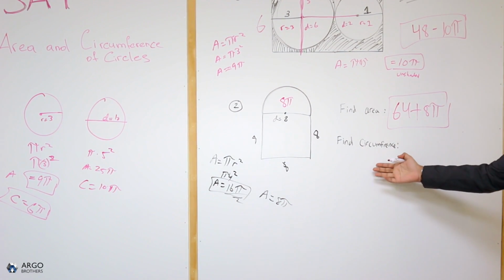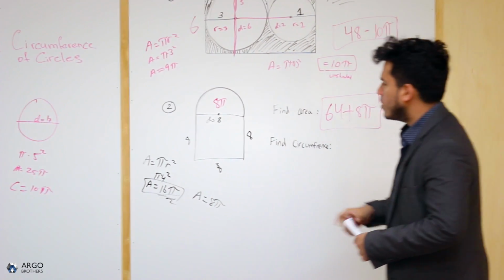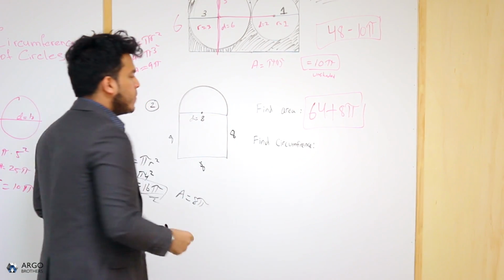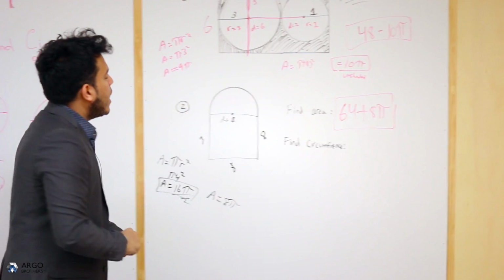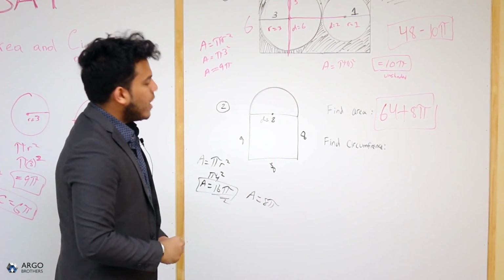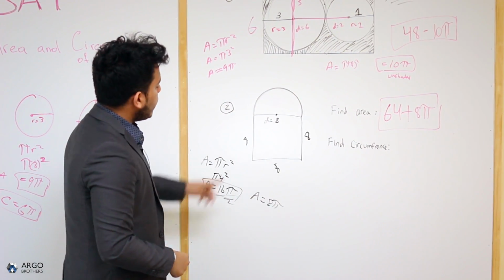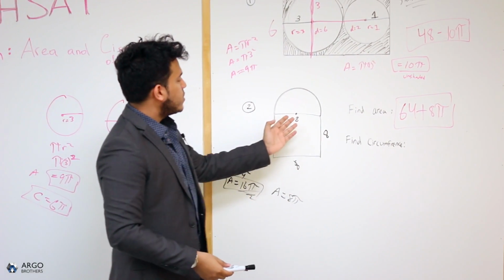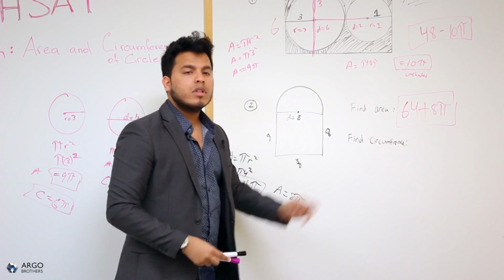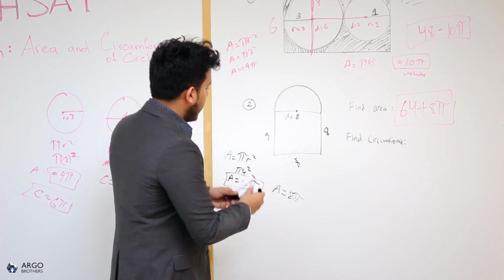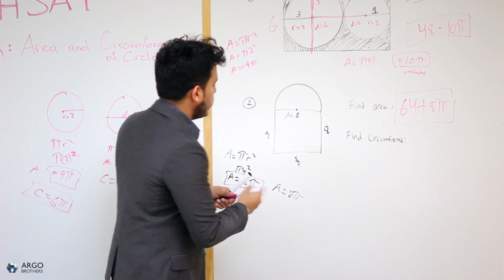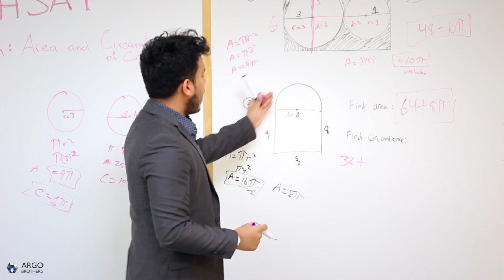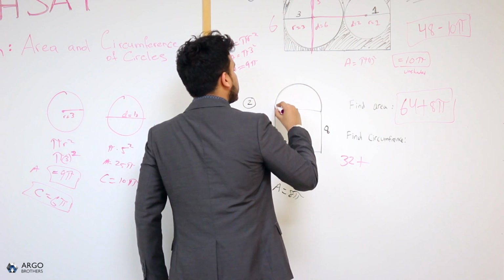Let's go ahead and try to do the circumference now, okay? I think it's very important to also understand the circumference because a lot of students tend to get this question wrong, and I'll tell you why. So, how do we find the circumference? The circumference of the square is pretty simple. You just add up 8 plus 8 plus 8 plus 8, okay? So 8 times 4 is basically 32, plus we have to go ahead and find the circumference of this.